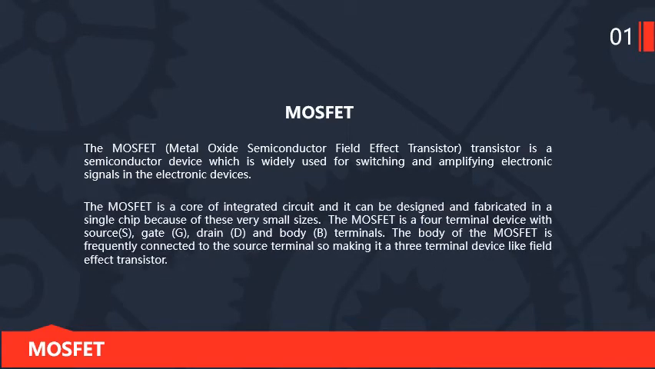The MOSFET is a core of integrated circuits, in short IC, and it can be designed and fabricated in a single chip because of its very small size. The MOSFET is a 4-terminal device with the terminals source represented by capital S, gate represented by capital G, drain represented by capital D, and body represented by capital B. The body of the MOSFET is frequently connected to the source terminal, so making it a 3-terminal device like a field effect transistor.